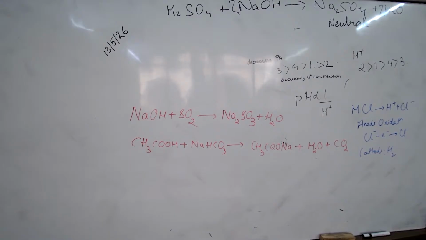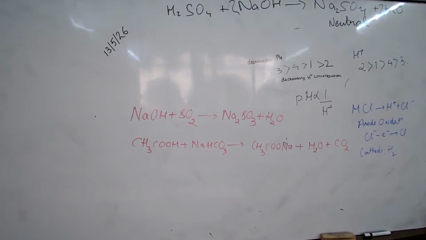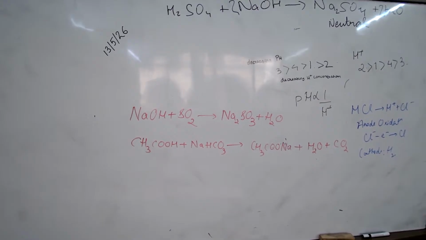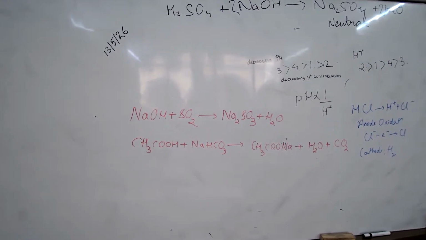Next. What is the effect of an alkali on red litmus? Alkali will turn red litmus blue. Bases turn red litmus blue. Yes. Next one.